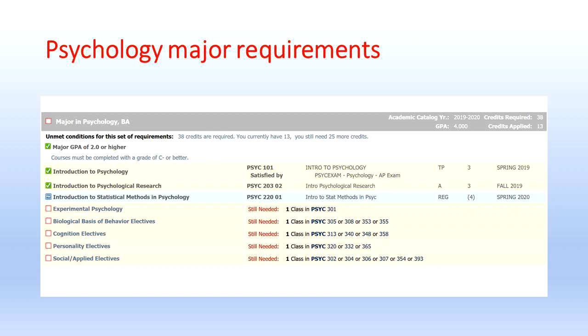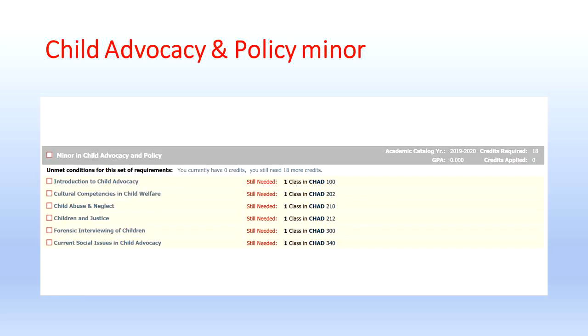If you scroll down to the major requirements for psychology, it shows you the credits required for this major, the credits you have applied, which includes completed courses and courses you have in progress, and it tells you how many credits you still need to complete. Moving down to the minor requirements, it highlights the same as the major requirements: credits required, applied, and still needed.